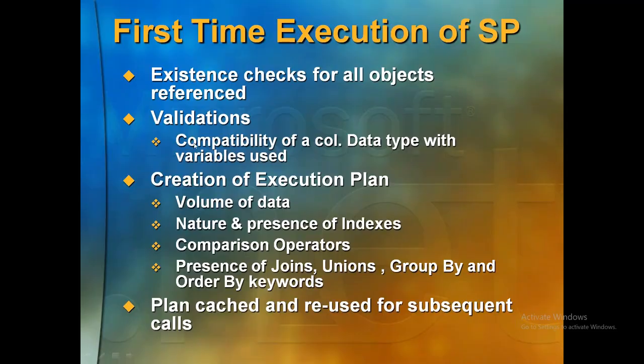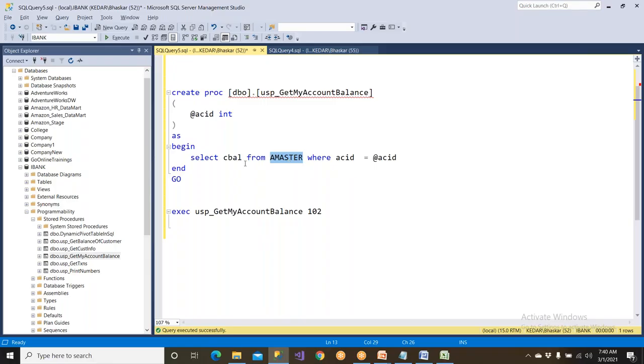Step number two, compatibility of columns data type with variables used, variables and parameters. For example, I told you account id is integer and I am supplying account id here. Okay, but if I declare account id as varchar, let us say 100. Clear? So if I put account id varchar 100, I am supplying 102.